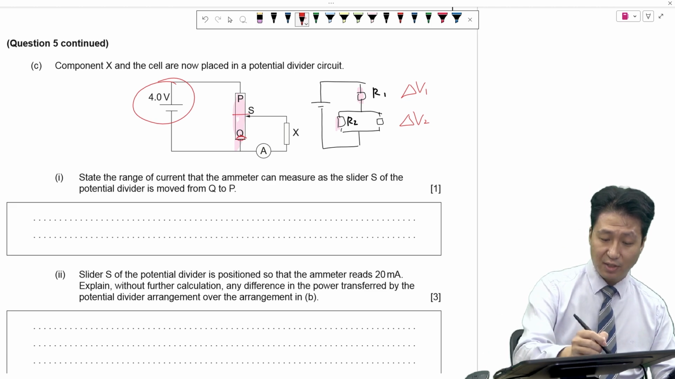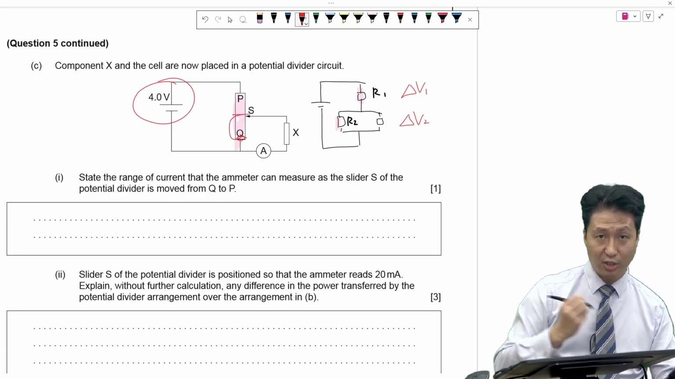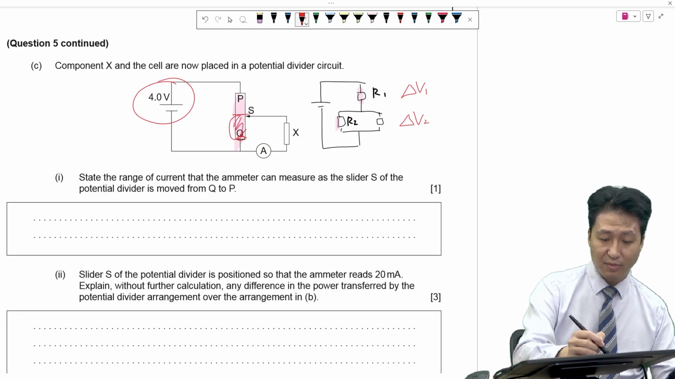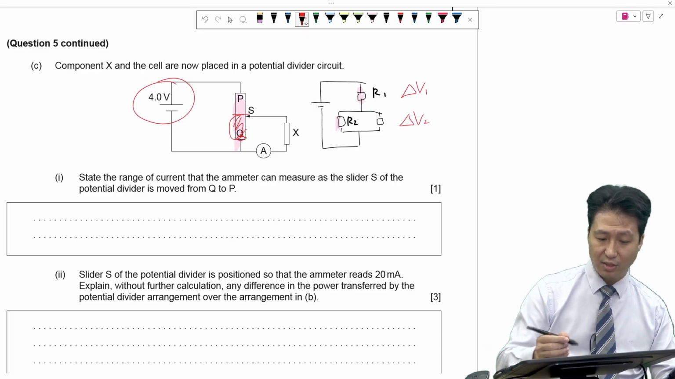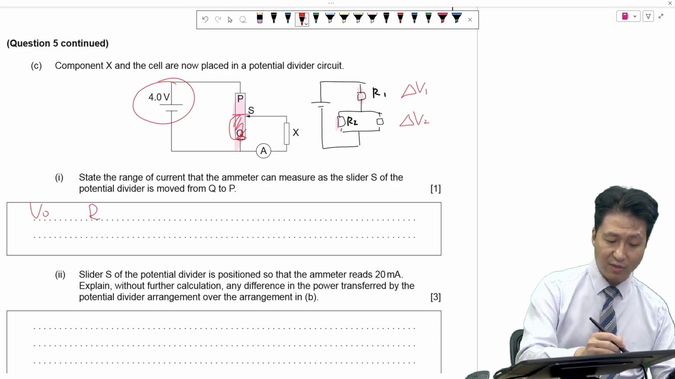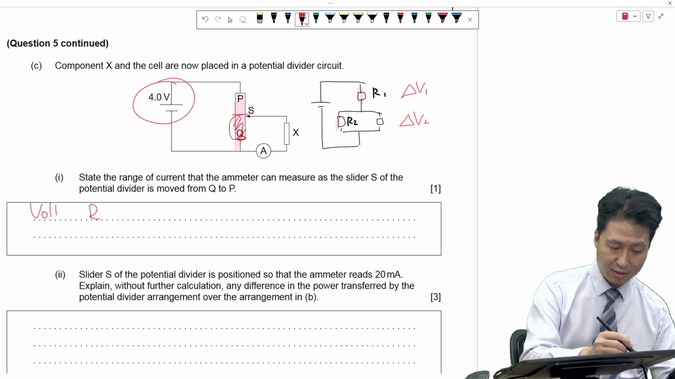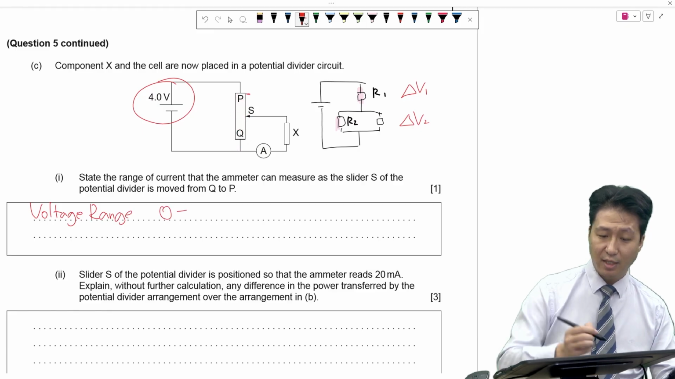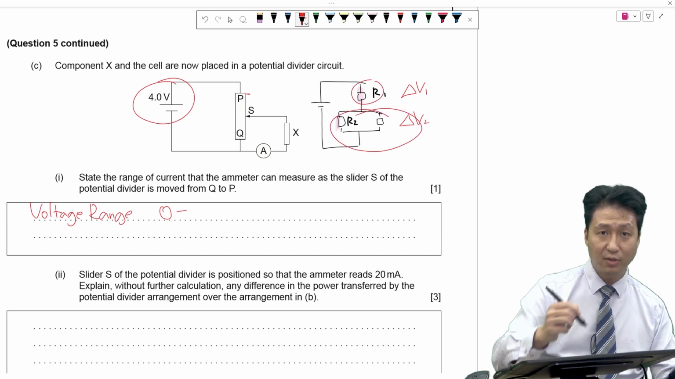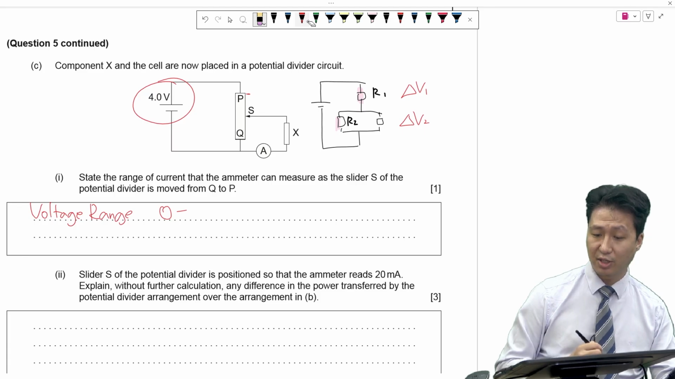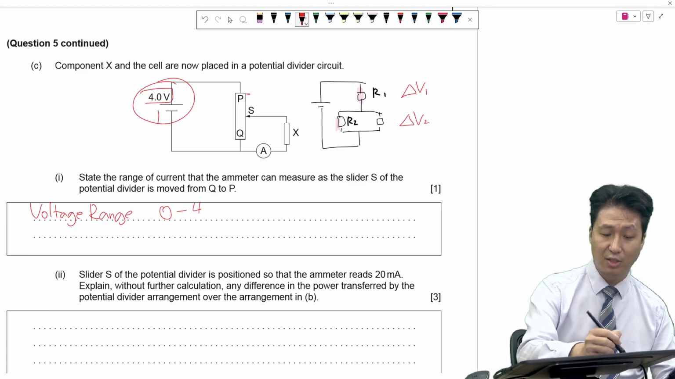So if you cut it and you start at Q, this part of the resistor will have 0 resistance, which means it has 0 voltage. So the range of voltages starts from 0, and if you go all the way to Q, then this R1 is 0, and all the voltage will be across V2, which means it goes up to 4 volts.